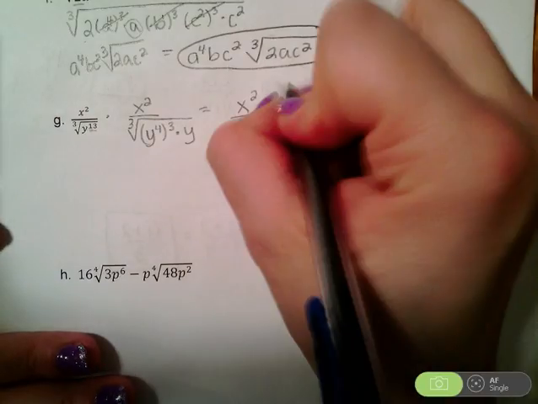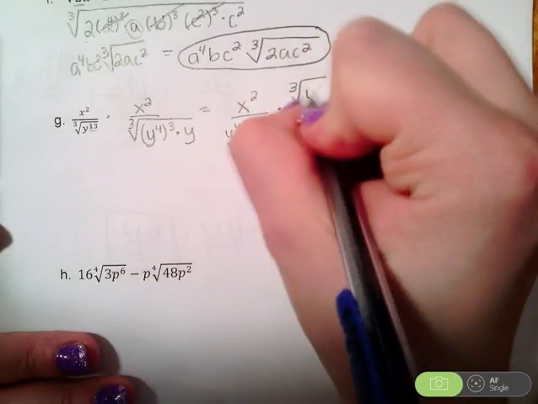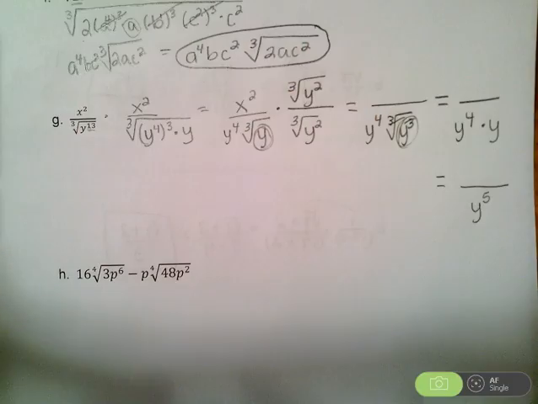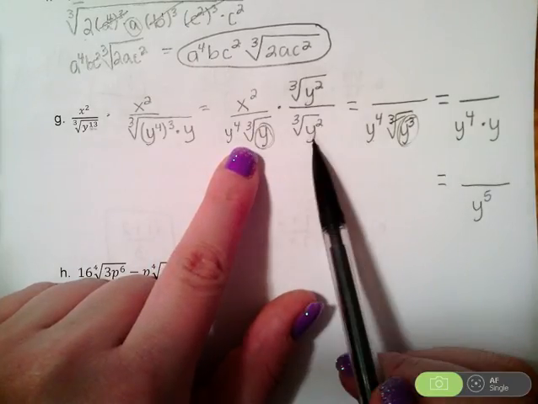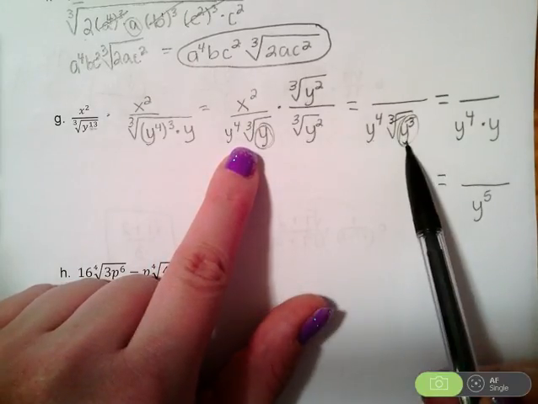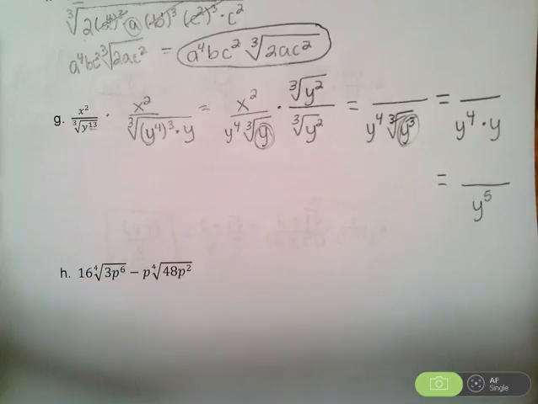And whatever we do to the bottom, then we must do to the top. Okay, so now let's make sure this works. We brought our y to the 4th along. The cube root of y times the cube root of y squared is the cube root of y cubed. Awesome. So it worked.